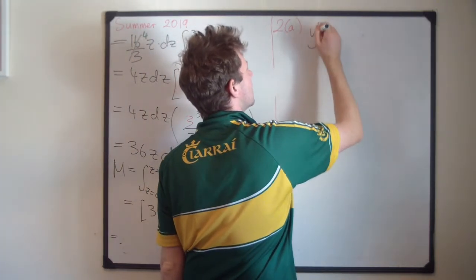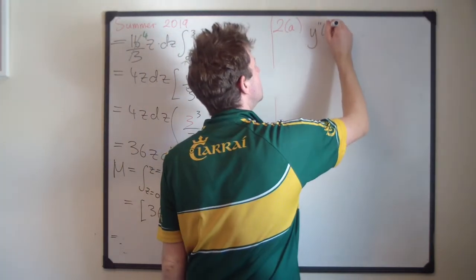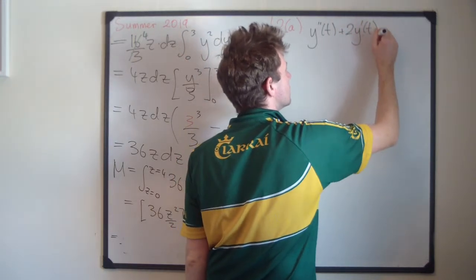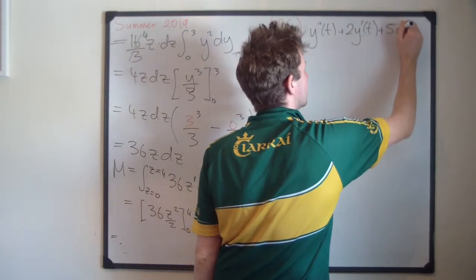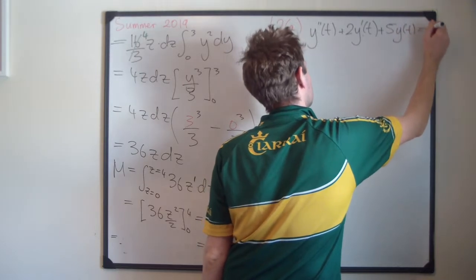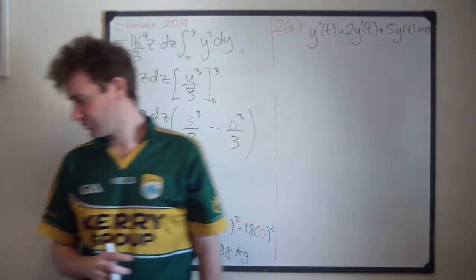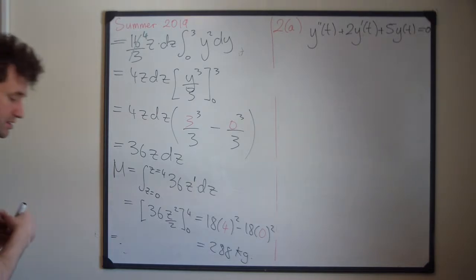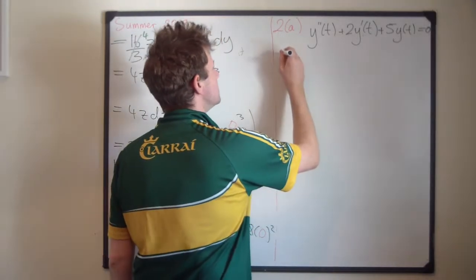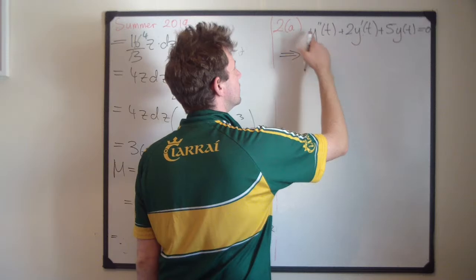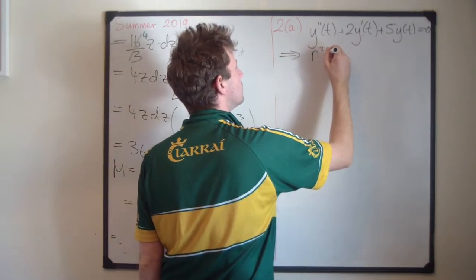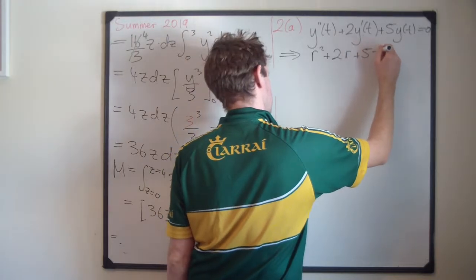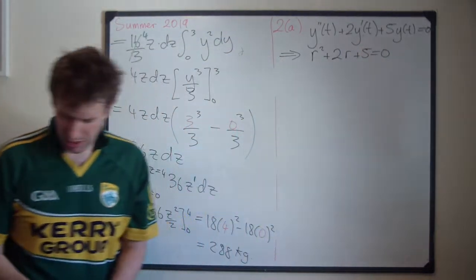So you have y double dash of t plus 2 times the first derivative plus 5 times the function. First you solve it equal to 0. This is true for both of these. How do you solve this? You form what's called the auxiliary equation. So this is 1r squared plus 2r plus 5 equals 0. You have to solve this.